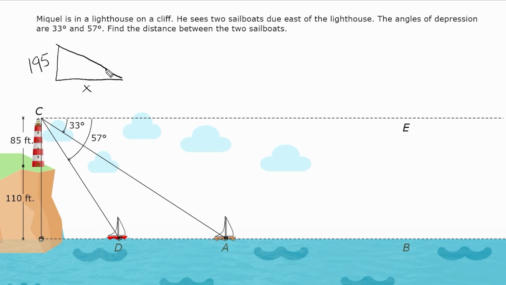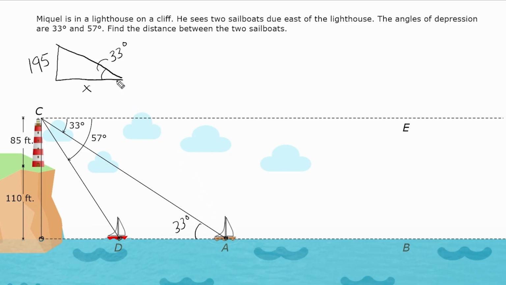And they actually give us this angle right here, which is 33 degrees. Now the reason I know that this angle is 33 degrees is because this angle and this angle right here are alternate interior angles. Notice we have a pair of parallel lines. We have line E and line B, which are parallel to each other. And then we have this transversal right here. And angles that are on alternate sides of our transversal are considered alternate interior angles.